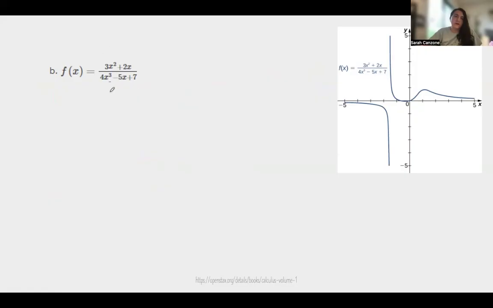So here we have another rational function, except that we have a lower degree in the numerator than we do in the denominator. And this is what the function looks like. So it's kind of funky looking. And I don't think that you would necessarily expect that this is what your function would look like if you just saw this. So let's consider positive infinity first of this function. So 3x squared plus 2x over 4x cubed minus 5x plus 7.